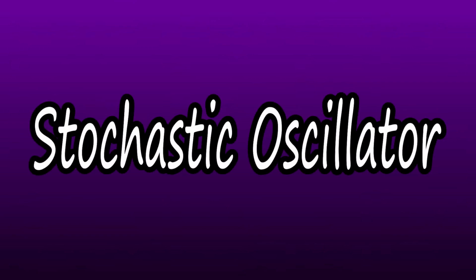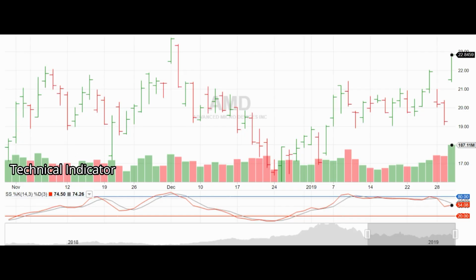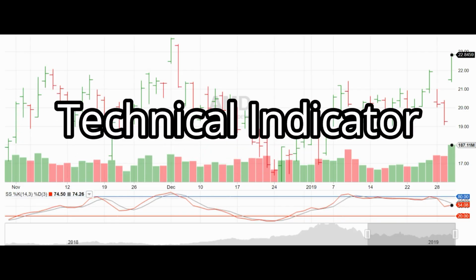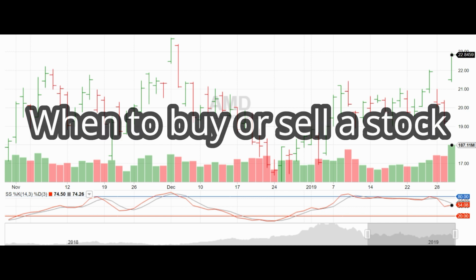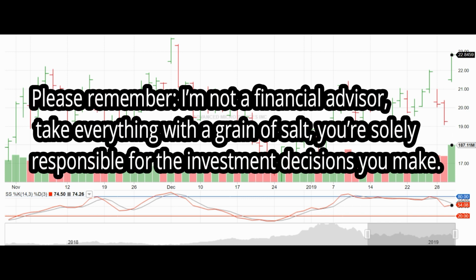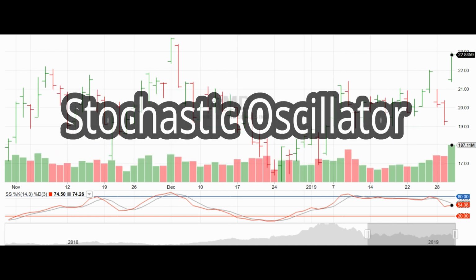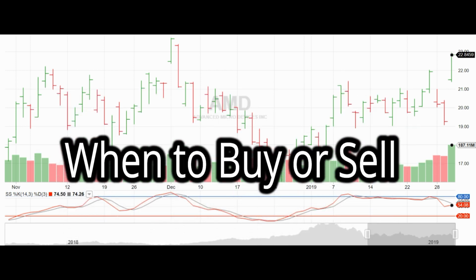Stochastic Oscillator, a great indicator to know when to buy or sell a stock. Hello, today we'll talk about a very useful technical indicator to use in the stock market or Forex. If you have a brokerage account and have already in mind a stock to buy or sell, the Stochastic Oscillator can help you decide when is the best time to do it.